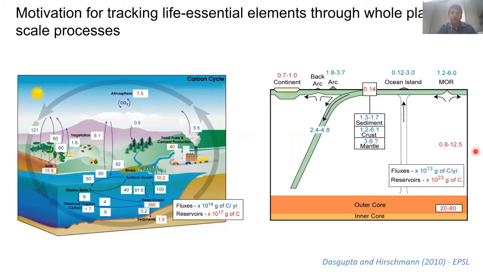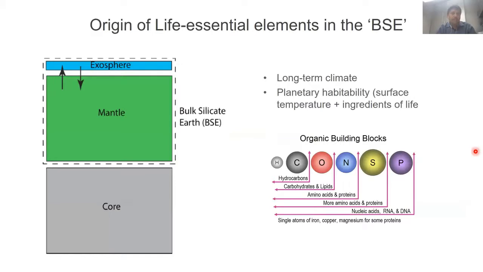So over a long time period, over the giga-year time period of evolution of a rocky planet and its surface habitability, you need to be thinking about the exchange as well as the budget of elements such as carbon, nitrogen, and sulfur, not just at the surface, but at least in the silicate portions of the interior. So again, because of that, our focus here will be the origin of life essential elements in the BSE, or the bulk silicate Earth. If we are focusing on our own planet, we are going to be interested in the origin of these elements in the exosphere and the mantle all together, which we are going to call bulk silicate Earth, okay? And that's going to matter for long-term climate and habitability of the planet.